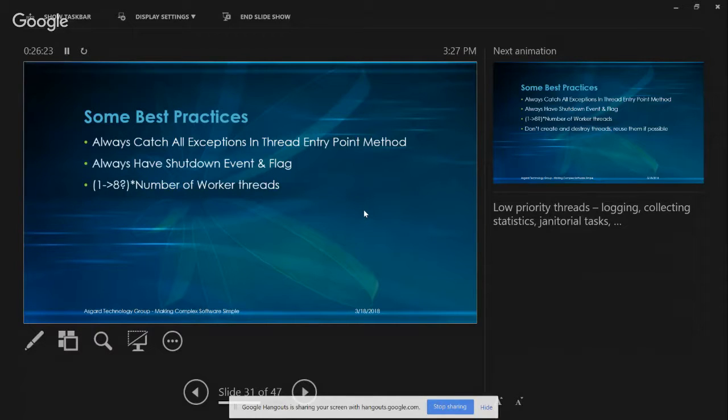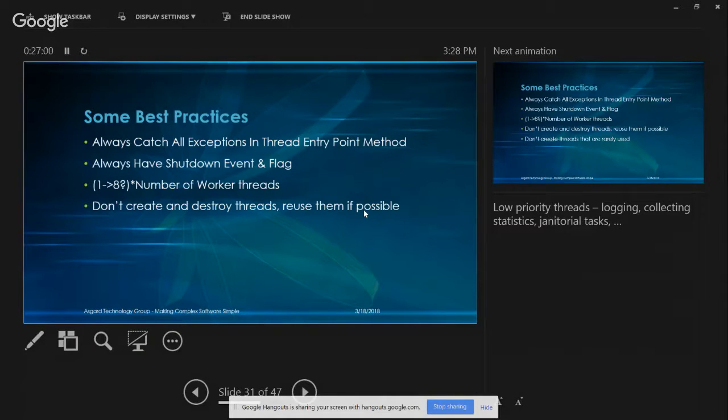Another rule of thumb: you want 1 to 8 times as many worker threads as you have CPUs in your system. It depends in large part on what those threads are doing. If they're doing a lot of computational work, then you're going to want a lower number. If they're accessing the disk, going to a socket somewhere, making a web-based call, so they're spending a lot of time waiting, then you can have more of them.